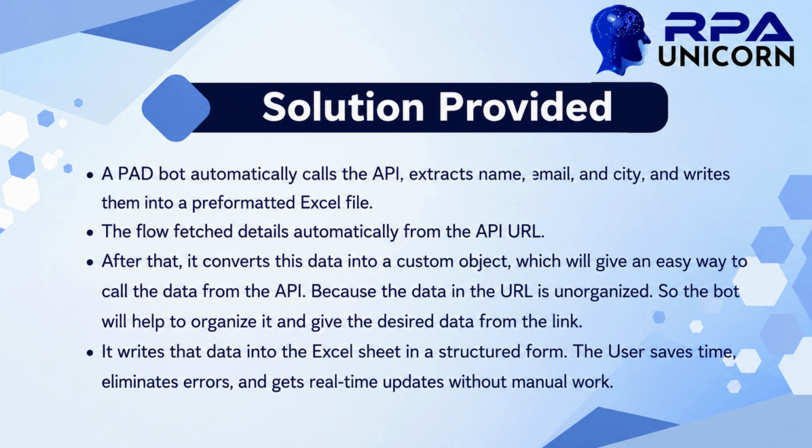To solve these business challenges, we built a Power Automate Desktop bot that completely automates the process. The flow automatically calls the API URL to fetch the raw, unorganized data and converts it into a clean custom object. From there, the bot easily extracts key details like names, emails, and cities and writes them directly into a pre-formatted Excel sheet in a perfectly structured form. This powerful solution saves users time, eliminates manual copy-paste errors, and delivers real-time updates without any manual effort.